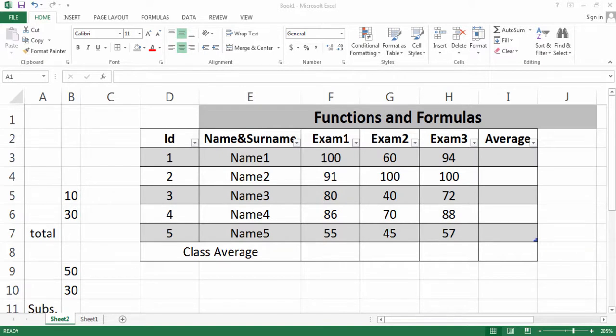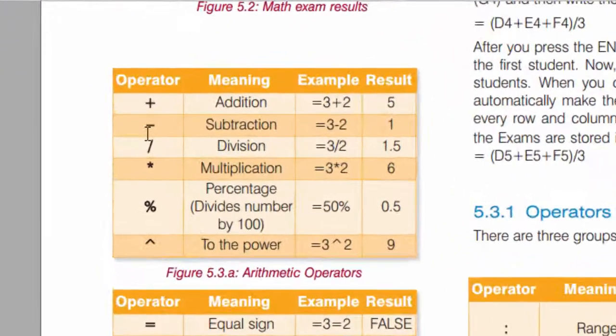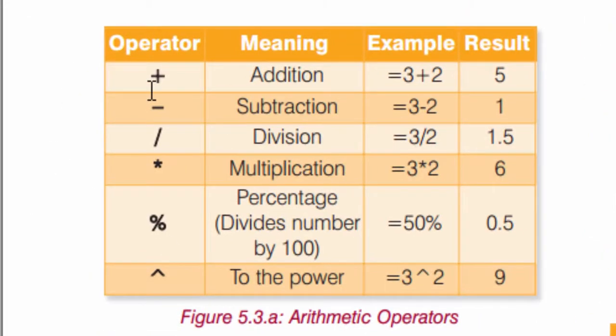I'm going to take you to this list over here. As you see, the operator is plus. And by the way, every formula starts with the equal sign. You're going to type equal and type the numbers. For example, the operator will be plus. 3 plus 2 is going to be equal to 5. For subtraction, it will be 1. For the division, 1.5.